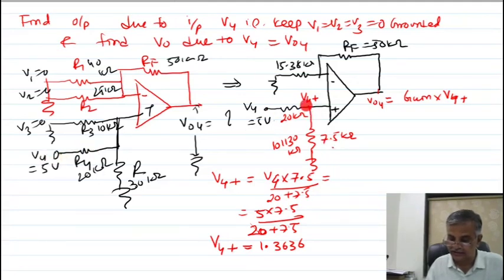Now what is the voltage at this point? Voltage at this point is V4 into this resistance upon total resistance, that I have written. So V4 is 5 volt. So 5 volt into 7.5, so I will get this. Now I have to find the gain.